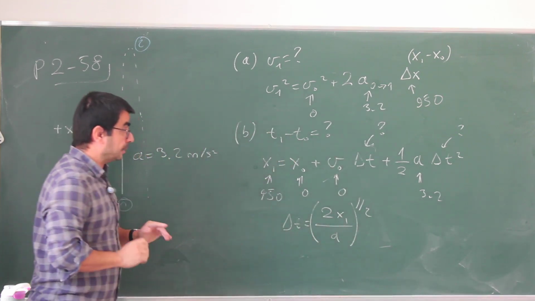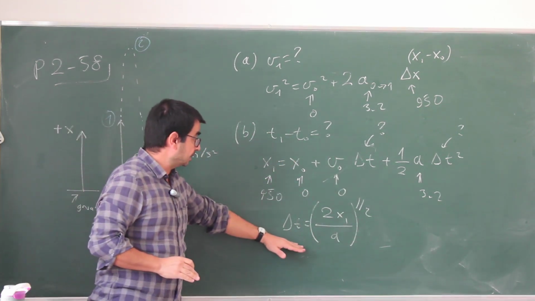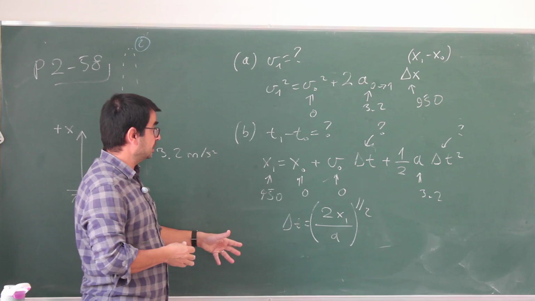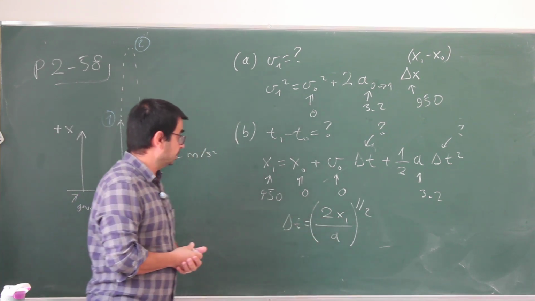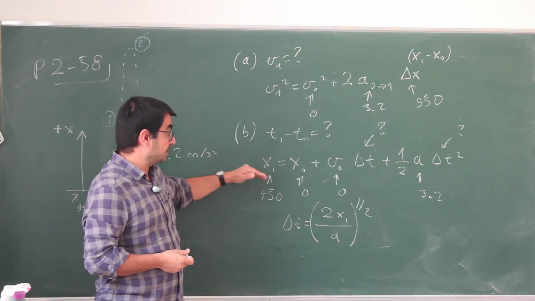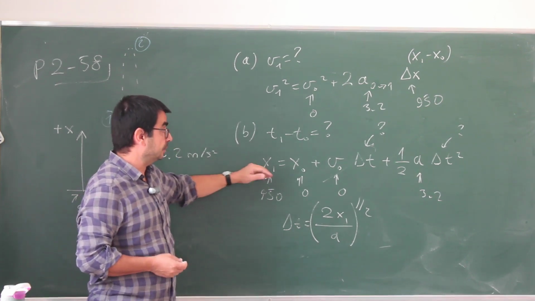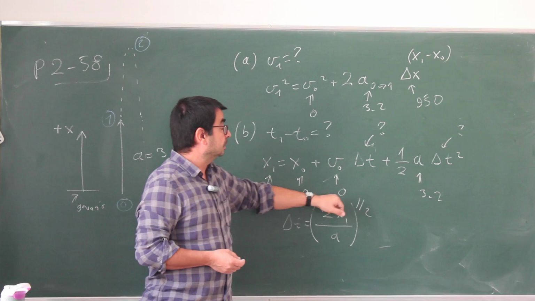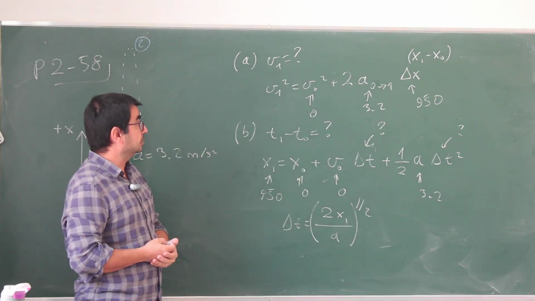Okay? Now, I'm not suggesting that you memorize this or anything like that, but this is what comes out if you plug numbers in here. 950 here, 3.2 here, you're going to get your time. Do not memorize things like this. You need to memorize this. This is something that you need to know, and you need to know what delta t stands for here. It stands for T1 minus T0 in this case.